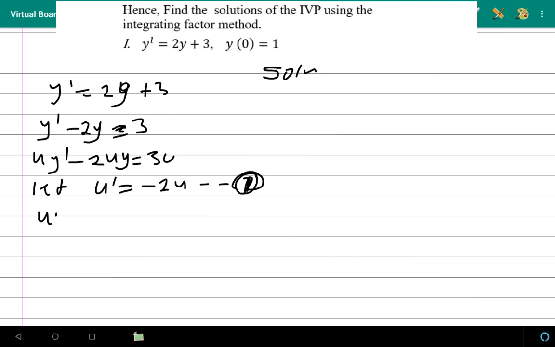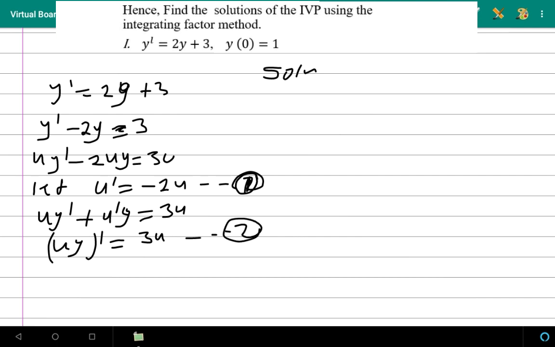So I have u y prime plus, when you are putting inside, we are picking the negative 2u, so here becomes a positive. So I now have u y prime plus u prime y equal to 3u. I can factorize it, so I have (uy) prime equal to 3u, such that when I differentiate uy using the product rule, I get u, holding u, differentiate y, get y prime, plus you hold the y, then differentiate u, you get u prime. So you have just gotten what you are looking for. Say that is equation 2.